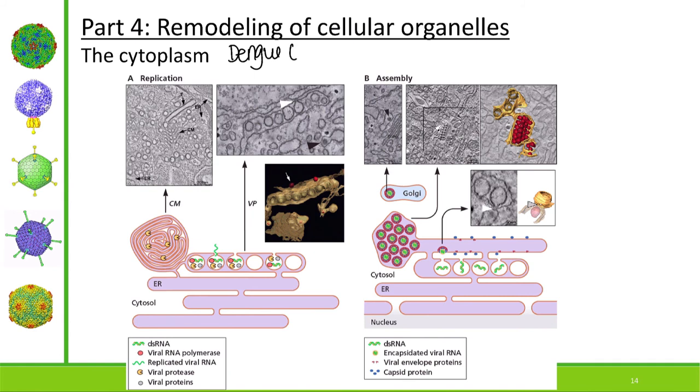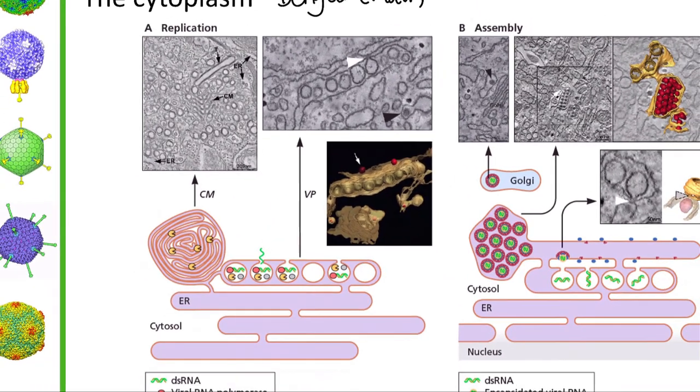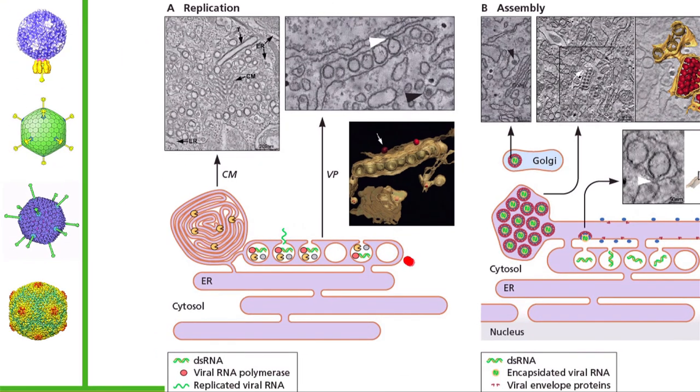So dengue virus is a flaviviridae virus. And we're going to start on the left, which is replication, and then kind of work our way over to the right. So I'm going to go ahead and zoom in on this picture here. And this is from our textbook, as are the other images. So here is our ER. You'll notice that we're starting to get kind of this weird blob here. This CM stands for convoluted membrane.